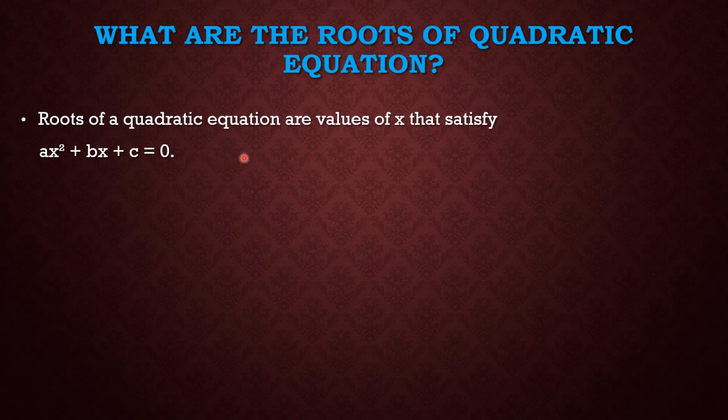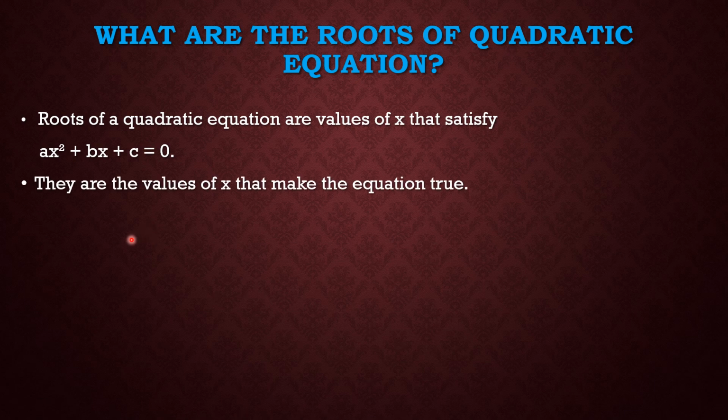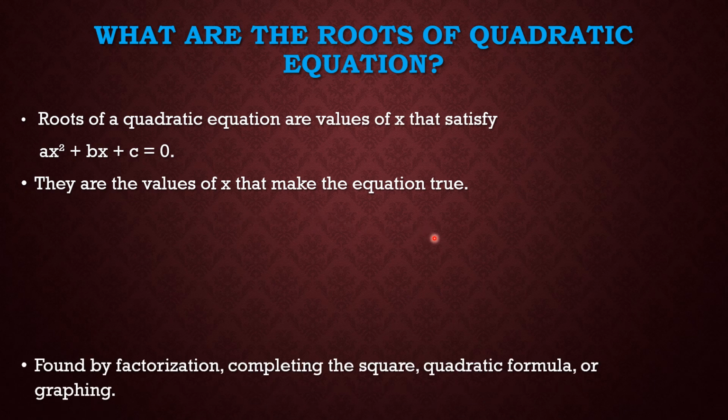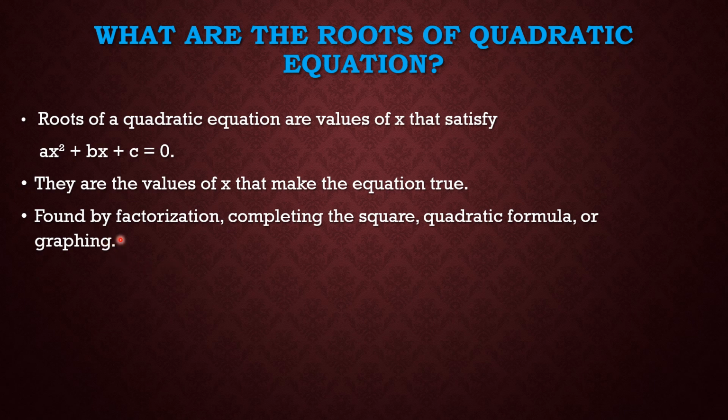Roots of a quadratic equation are values of x that satisfy the equation ax squared plus bx plus c equal to 0. Now, they are the values of x that make the equation true, and they can be found by factorization, completing the square, the quadratic formula, or by graphing.